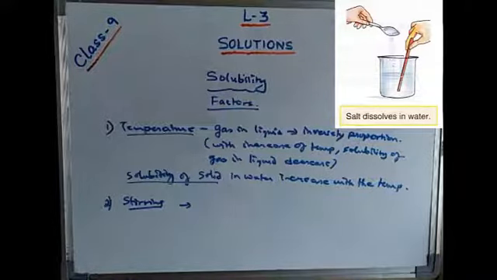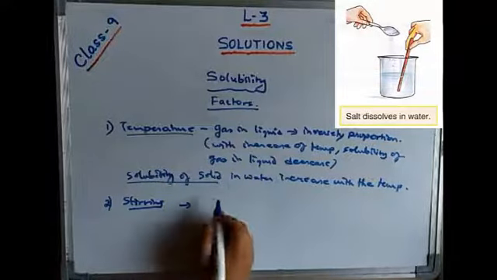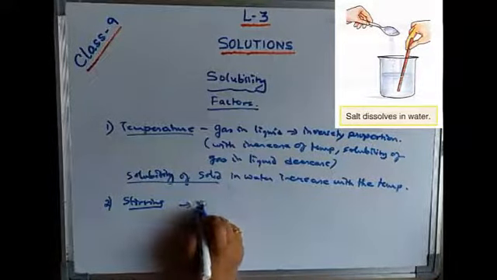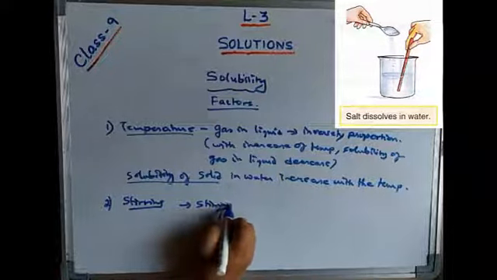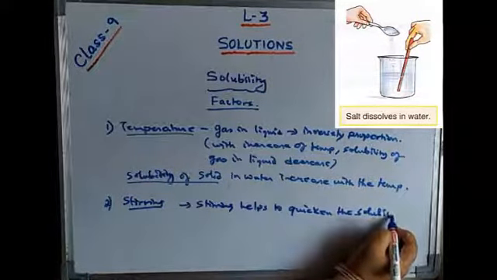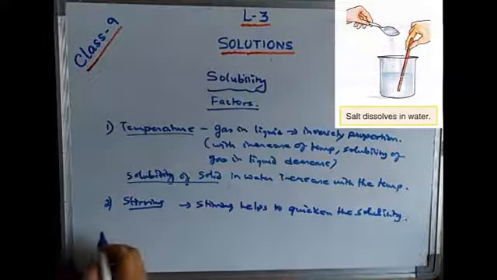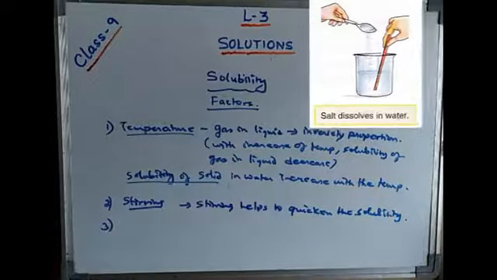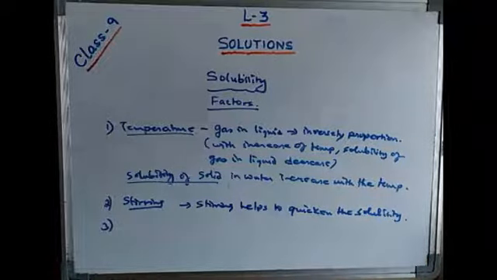In this way, what happened? The solute comes in contact and increases the rate of the solubility. So stirring helps to quicken the solubility. So you can say it is directly related. The more you stir, the more quickly the solute will come in contact with the solvent. As a result, it makes the solubility quicker.